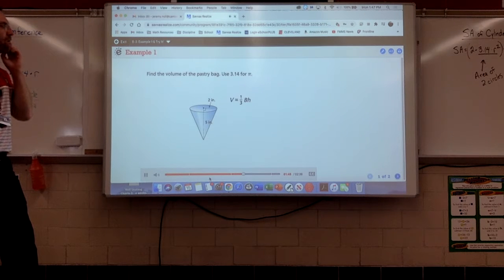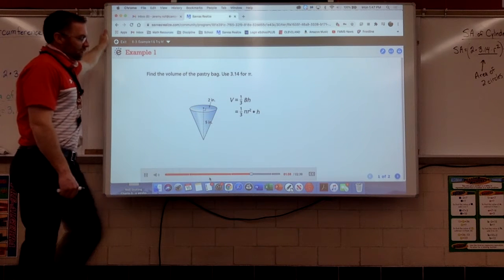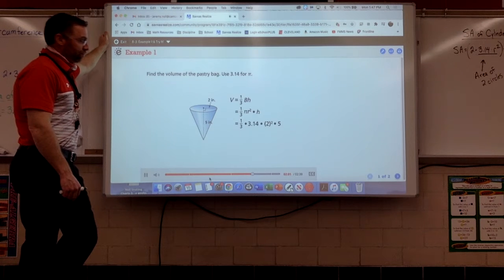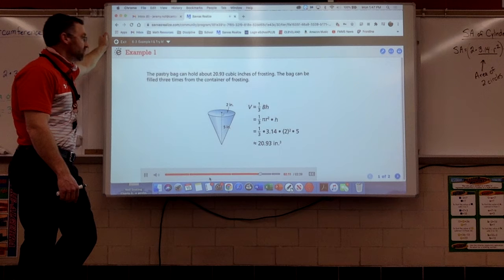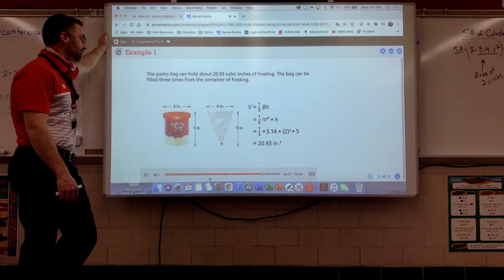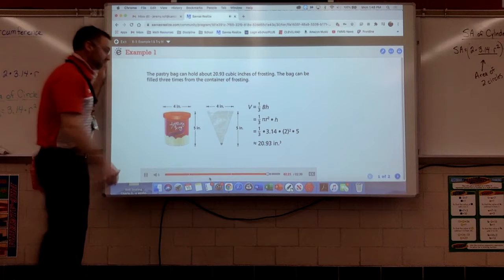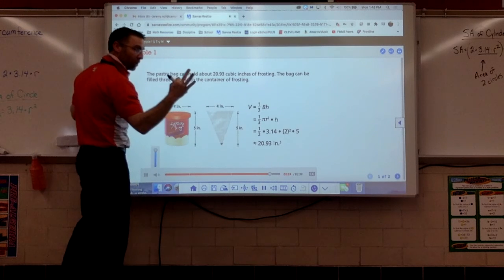Find the volume of the pastry bag. The base is a circle, so the area of the base, B, is equal to pi times r squared. Use 3.14 for pi. The radius is 2 and the height is 5. Finally, use your calculator to find the approximate volume. The pastry bag can hold about 20 and 93/100 cubic inches of frosting. Because the volume of a cone is 1/3 the volume of a cylinder, the bag can be filled exactly 3 times for the container of frosting.